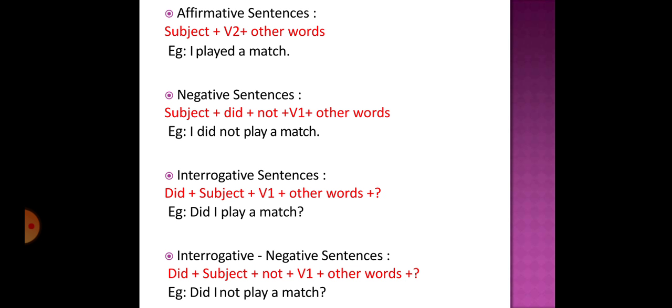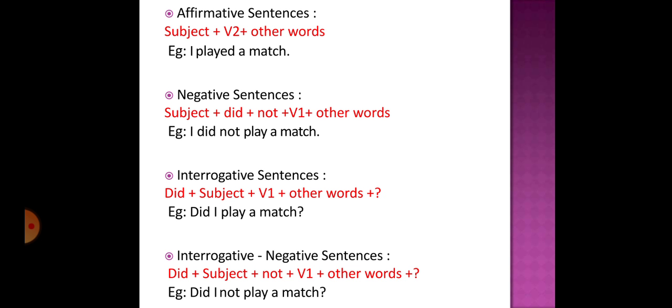In a negative sentence, the sentence structure is subject plus did plus not plus verb in the first form plus other words. So it goes like, I did not play a match. I is the subject, did not, play is the verb in the first form, and other words. In this, after the subject, did not and the first form of the verb are used. You have to remember this point, that after the subject, did not and the first form of the verb are used.